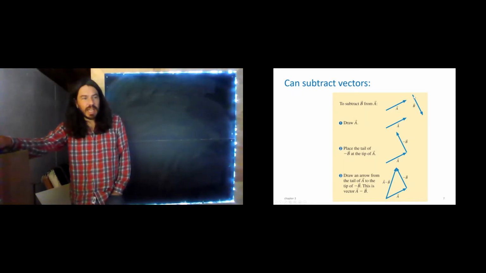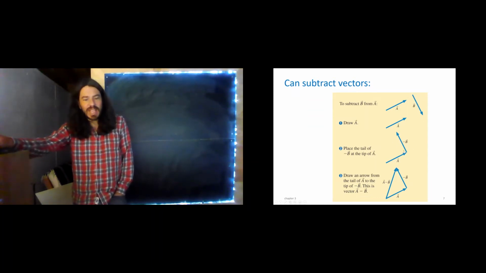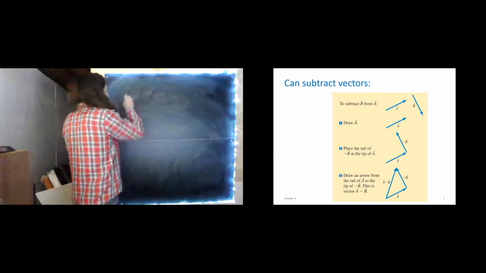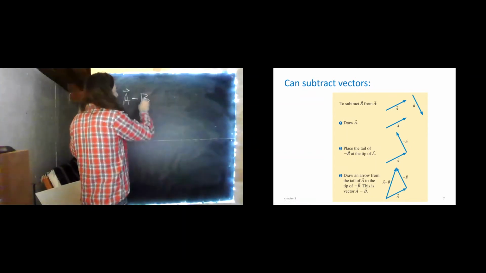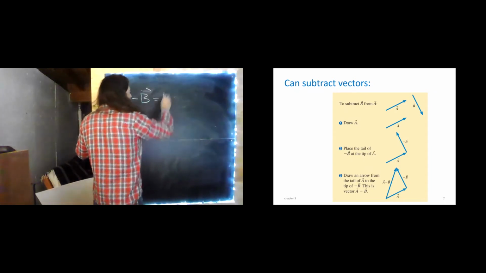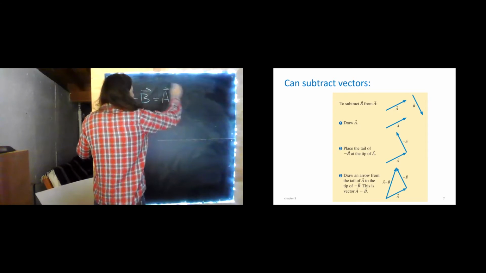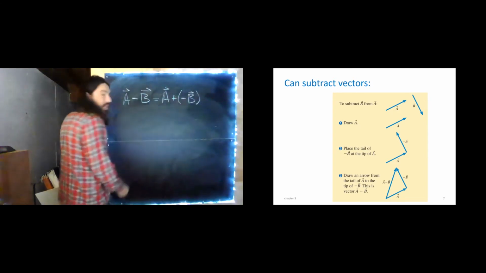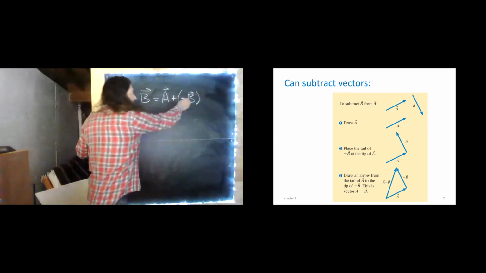Okay, great. Now, what we need to do is not deal with B. We need to deal with negative B. So really what we're doing here is thinking of this as A minus B. But you know what? I'm actually not doing that. I'm thinking of it as A plus negative B. That's how I'm imagining this. Well, what does negative B mean?